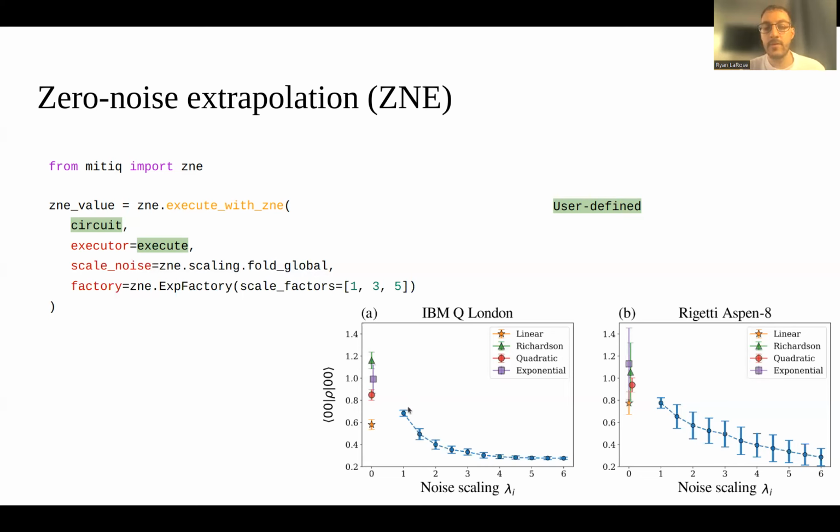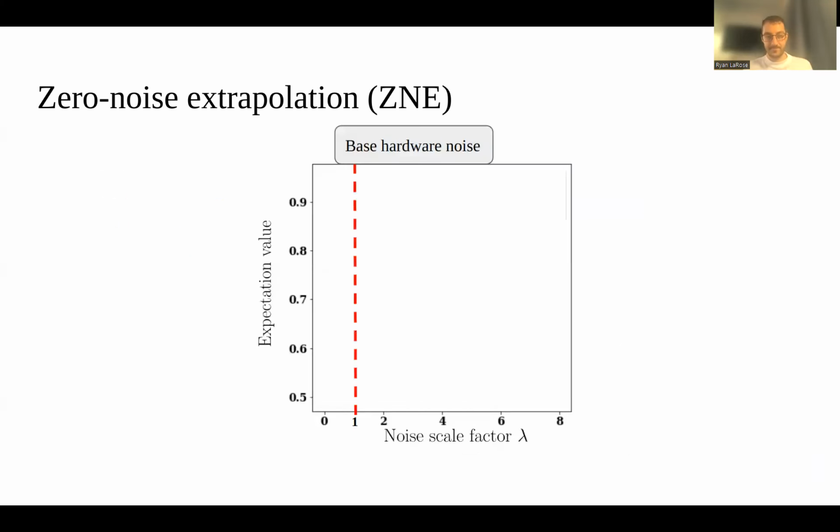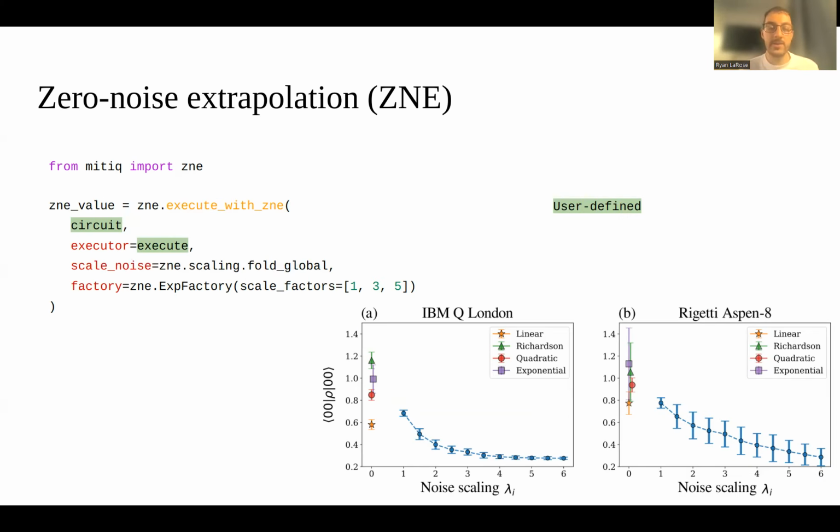So here we've used 1 through 6 in steps of a half. Let's say you just want to use 1 through 5 or whatever it is, then this is how you would pass it into here. And this also selects the fit that you want to use. So here this is an exponential fit, or an exponential factory, as we call it, for historical reasons. That doesn't matter. Okay, any questions about what I showed here? That's most of what I want to say about ZNE.